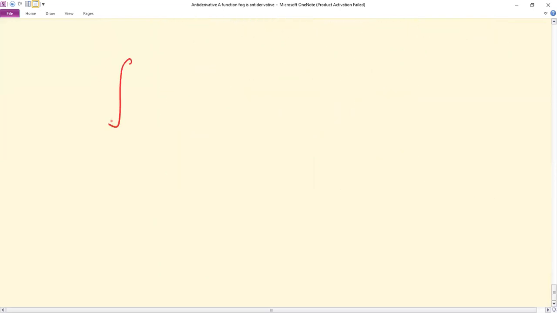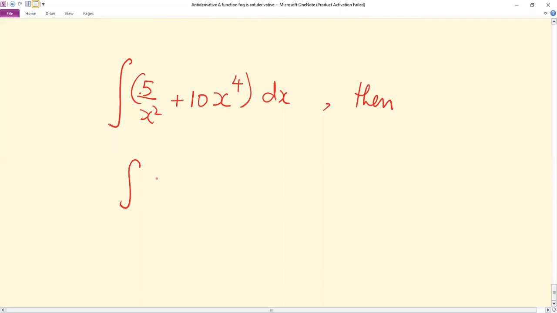If we have another one, integral of 5 over x squared plus 10 x raised to the power 4 dx, then you can write this one as integral 5 x raised to the power minus 2 plus 10 x raised to the power 4, then dx, and then apply the power rule.